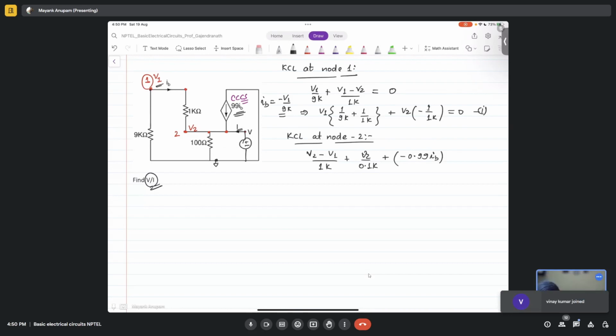So what will it be? Minus I equal to 0, right? You see, we have four sources. We have four currents at node V2, right? We have this current, this current, this current, and this current. So we have four currents. That is why I have written four terms here. Fine.